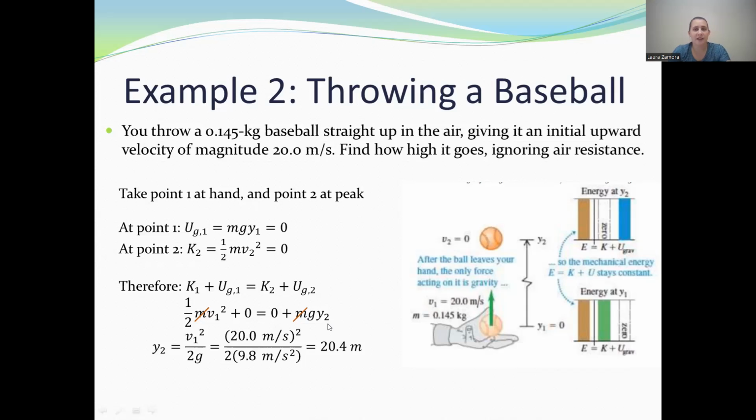So if we want to find that final height, then we can simplify this equation to solve for that final height. We just divide both sides by g. So 1/2 m canceled out, right? So 1/2 v1 squared divided by g. That initial velocity is 20 meters per second. We square that, and then we divide by 2 and divide by g. So our final height is 20.4 meters.